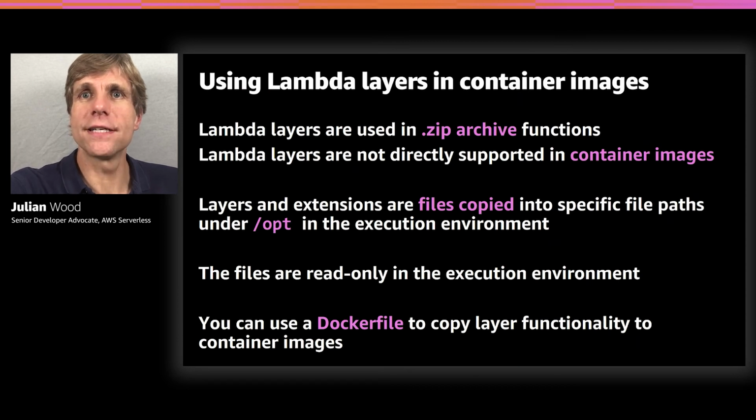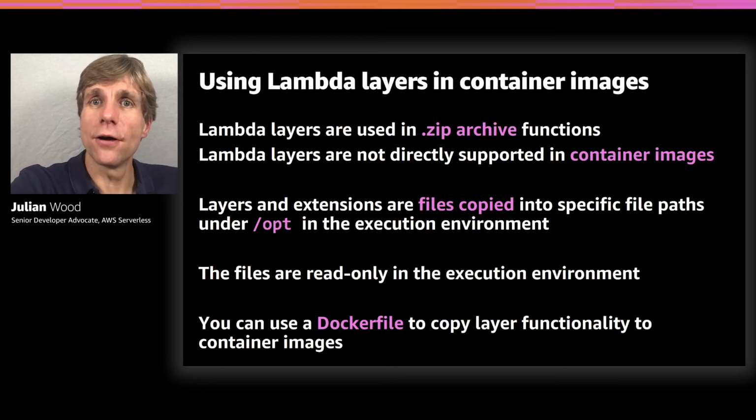Extensions are deployed to zip archive functions as Lambda layers. Lambda layers are not directly supported in container image functions, as images are created at build time. Remember, layers and extensions, when used in zip archive functions, are just files copied into the execution environment under /opt and made available to functions. So you can use Dockerfiles to add the functionality of layers and extensions to your function container images.